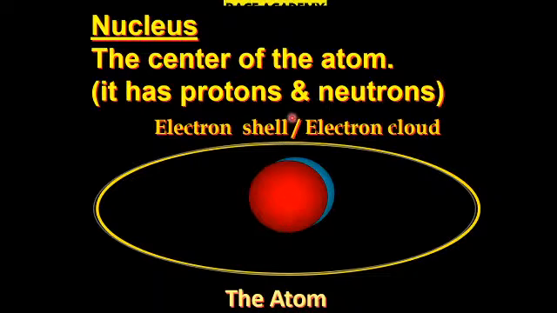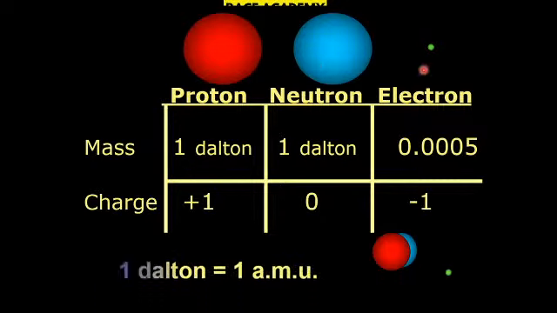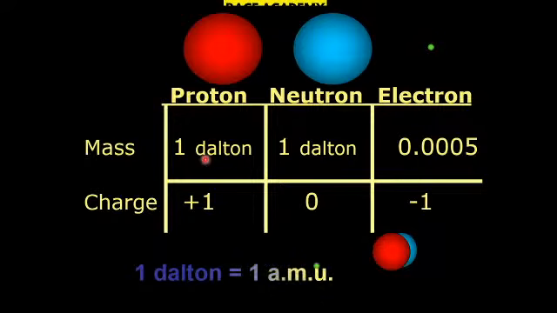Now, what about this nucleus? The nucleus is the center of the atom, and it contains protons and neutrons. The electron shell you can again observe, as shown previously. Here we have proton, neutron and electron, and the mass is compared. The mass of a proton is 1 Dalton, that of a neutron is 1 Dalton, and the electron is approximately 0.0005. Charge is +1 for a proton, 0 for a neutron, and -1 for an electron. 1 Dalton equals 1 atomic mass unit.